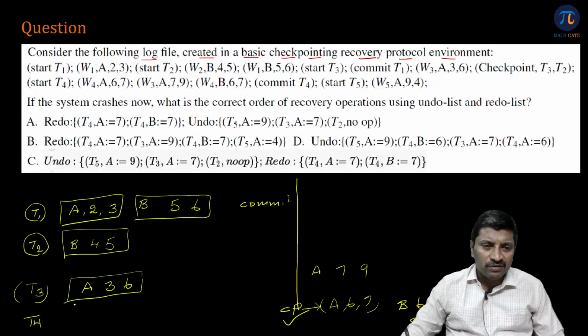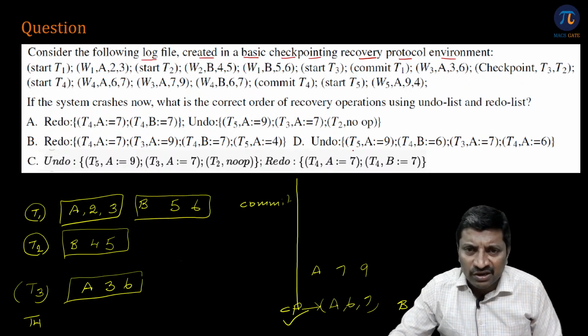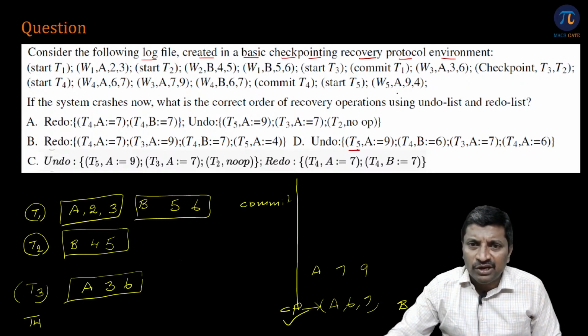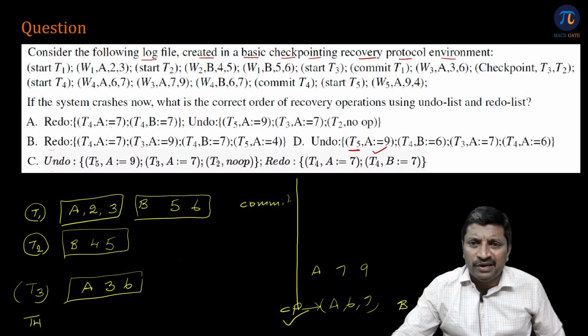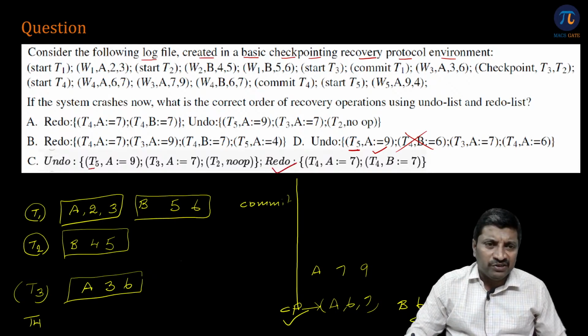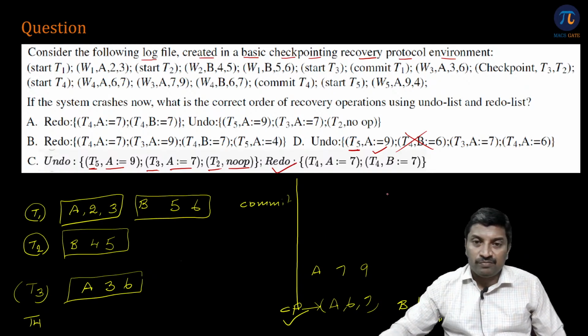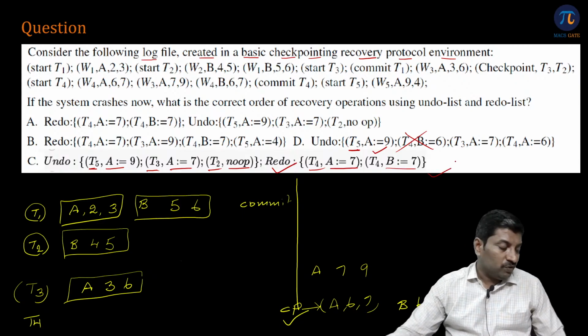Now let us verify the option. T5, sir, first one. First I need undo. Here I have undo, here I have undo. First I will have T5. Yes, T5 A 2 old value. It's fine. Then T4. But I think T4 is committed, right? It's not correct. It's not in the undo list. T4 is in the redo list. Please verify it. T5 A 9. T3 A 7. T2 no operation because there is no operation after the checkpoint. For redo, first operation followed by the second operation. Hope you understood it.